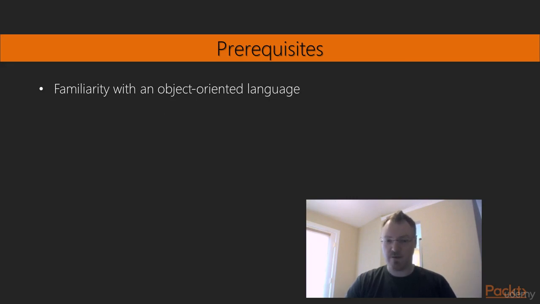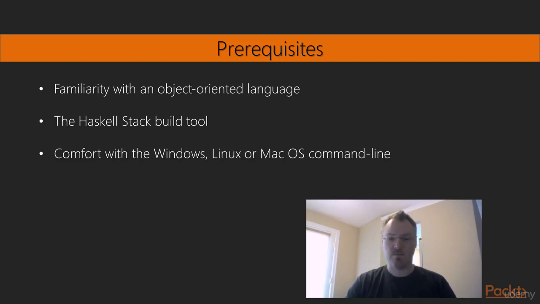This course does have some prerequisites. Firstly, I will assume you have some experience with an object-oriented language, such as C++, Java, C#, Python, etc. And I will be comparing some Haskell language constructs with constructs from those types of languages. This course will also make use of the Haskell stack build tool, and I will provide a video providing instructions for setting up and installing stack on Windows, Linux, and Mac OS. And I'll also assume you have some comfort with the Windows, Linux, or Mac OS command line.